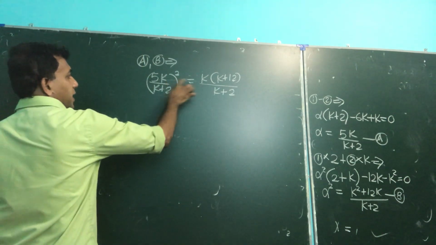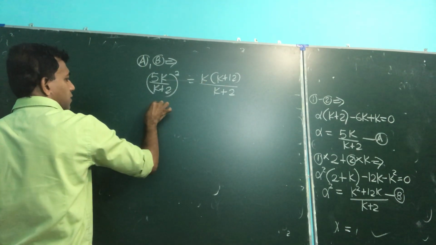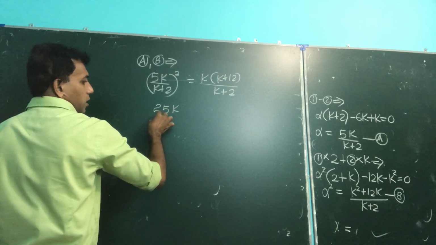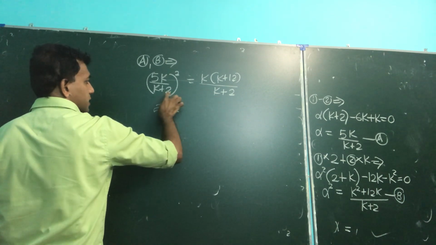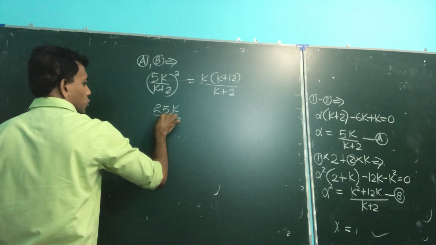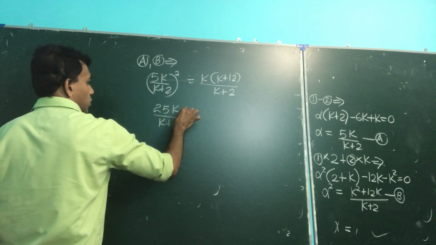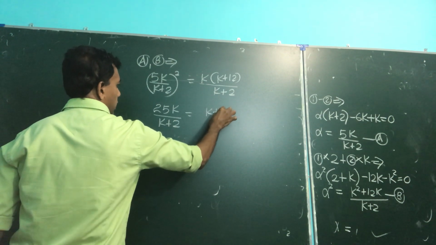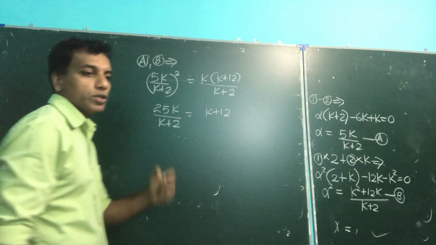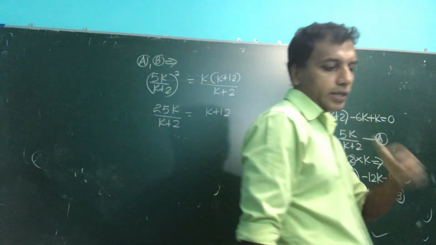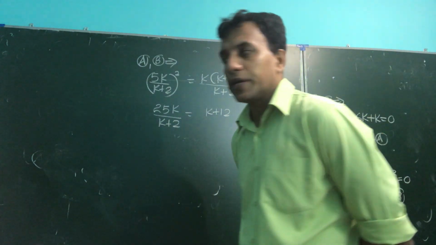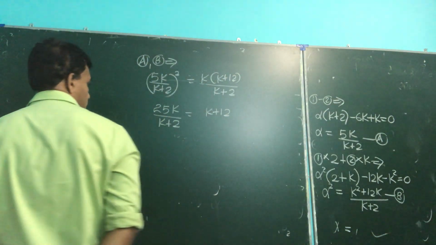So see, one k cancels and square it, one k cancels, therefore 25k. Also k plus 2, one cancels, no? Here one k plus 2, right? That's equal to here what? k cancels, k plus 2 cancels, is it okay? k plus 12. Now solve this. Solve and connect the answer. It becomes a new quadratic equation and you can solve it, right?